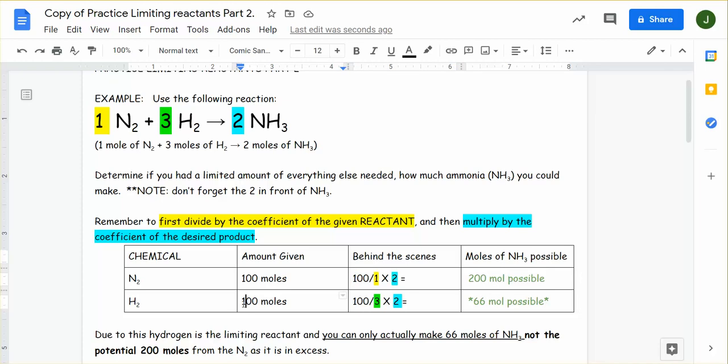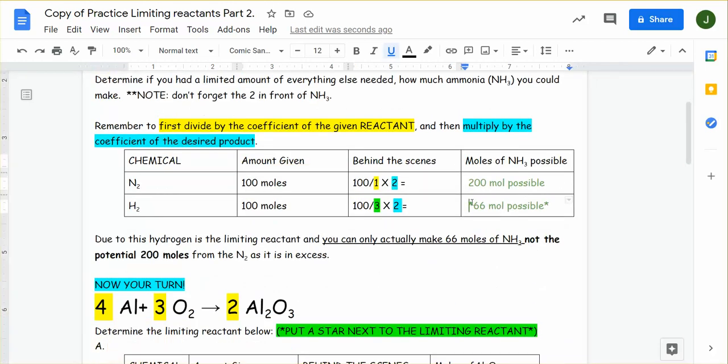Here we have 100 moles of hydrogen gas. Again, behind the scenes, we take our given amount, divide by what we're given, which is hydrogen in this instance, and multiply it by what we're trying to convert it into, which is ammonium. So 100 divided by 3 times 2 gives us 66 moles of ammonium that's possible.